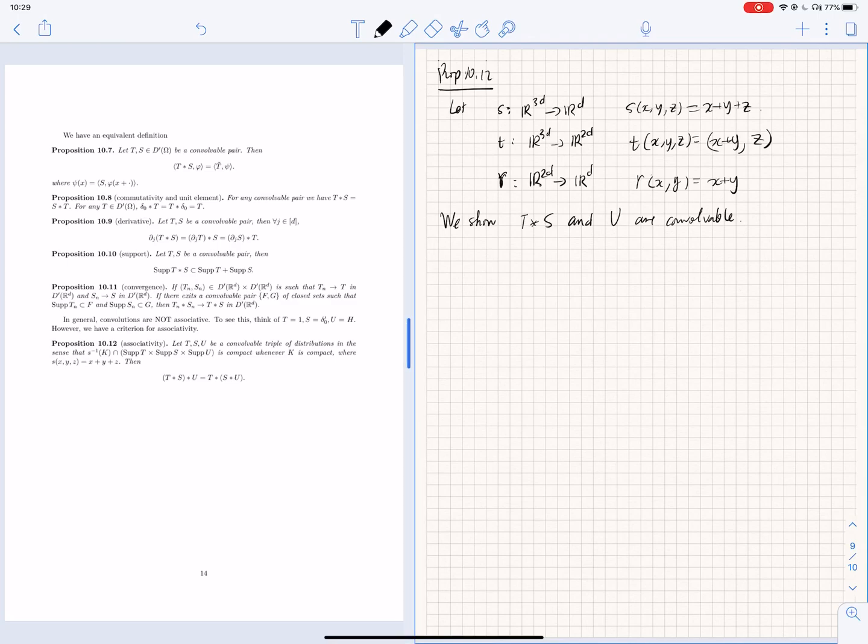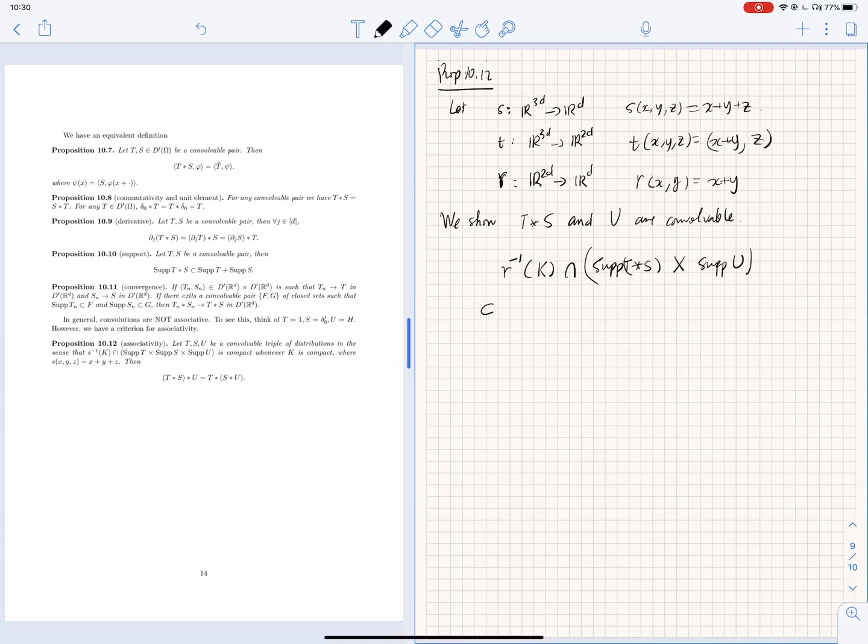So for that matter, we would like to show that this R, right? First, this distribution. We have two distributions. We want to show that these two are convolvable. We use our definition. So R inverse of any compact set intersecting the support of T convolve with S times the support of U. Our goal is to show that this intersection is a compact set. And so let's first bound it from above.